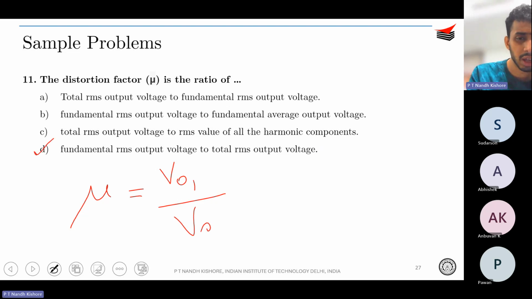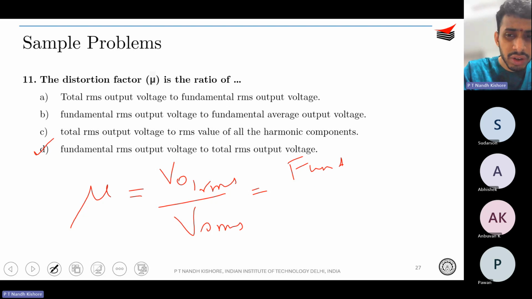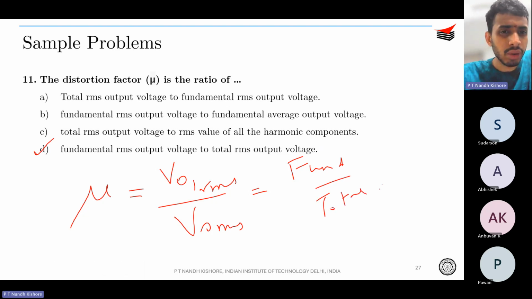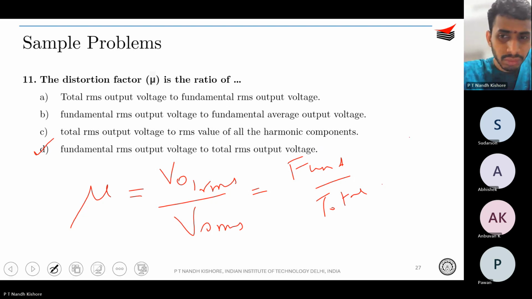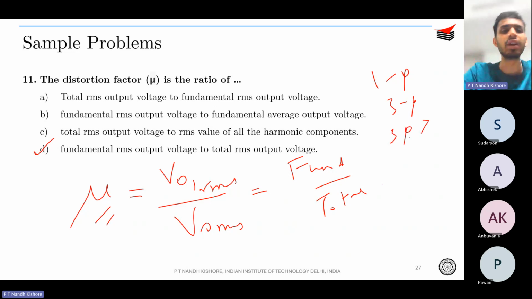That is fundamental RMS. Of course, this is RMS. So VO1 divided by VO RMS. The fundamental divided by total. That's the idea. Okay, so that's the distortion factor. Of course, you can find out what the distortion factor is for single phase, three phase, right? For different kinds of PWM techniques as well. You will see that generally the three phase distortion factor will be more than your single phase case, right?